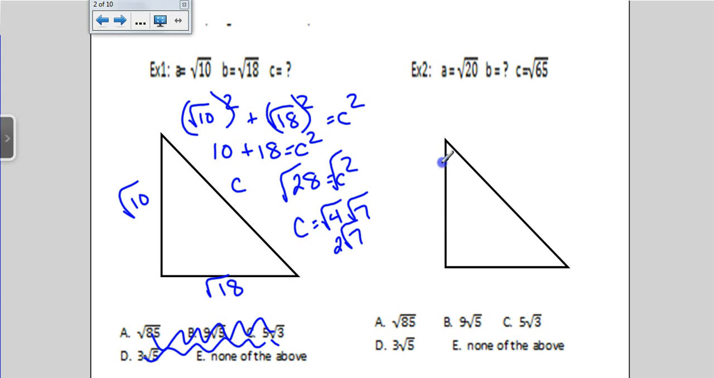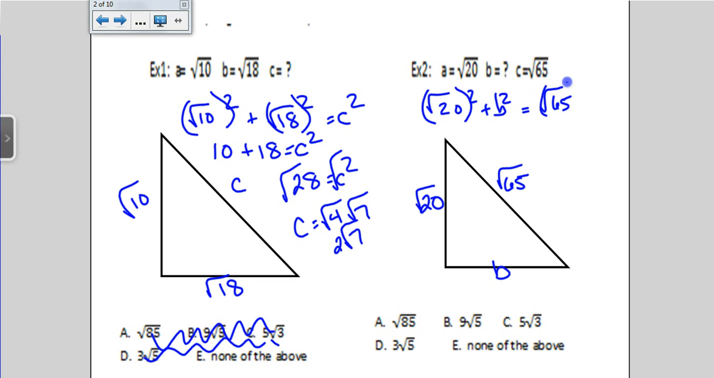Let's look at example 2. A is the square root of 20. B, they don't tell us this time, and this time they do tell us the hypotenuse is square root of 65. So we're still going to set up Pythagorean theorem, except this time we don't know the second leg. Okay, similar twist on this problem. When we square a square root, they end up canceling each other out, so you get 20 plus b squared equals 65. When you subtract the 20 over, you get b squared equals 45.